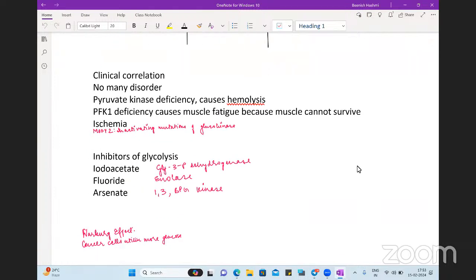Okay, now inhibitors of glycolysis. Iodoacetate inhibits glyceraldehyde 3-phosphate dehydrogenase. Fluoride inhibits enolase. This has one of the clinical applications: when you are collecting blood for estimation of blood glucose, you add fluoride to the sample so that glycolysis stops, and you do not get lower values of blood glucose. And arsenate inhibits 1,3-BPG kinase, arsenic poisoning. As I just mentioned, it competes with the inorganic phosphate.